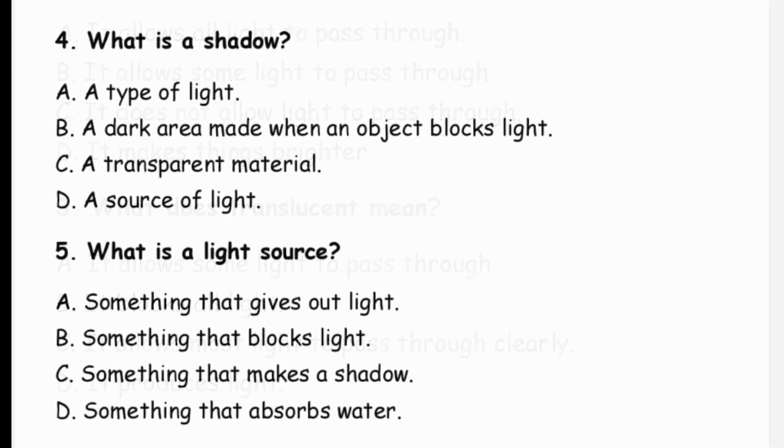A shadow is a dark area made when an object blocks light. Finally, a light source is something that gives out light. The sun, a lamp, and a candle are examples of light sources.